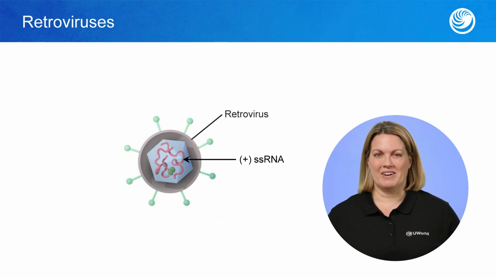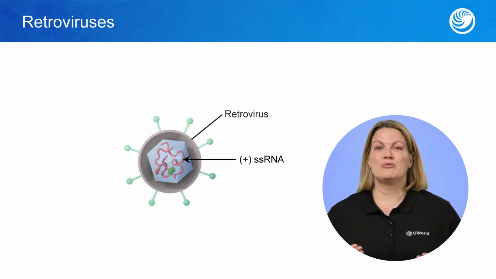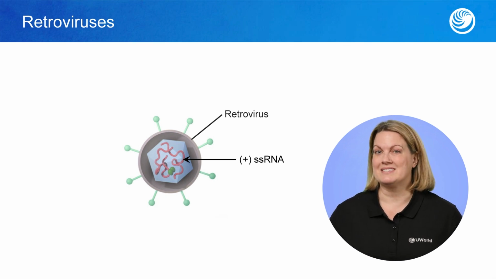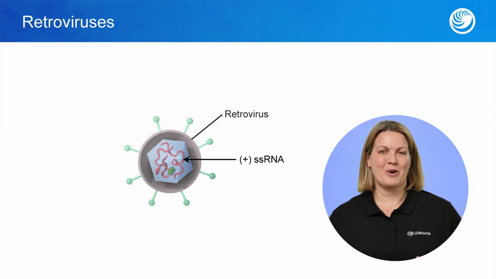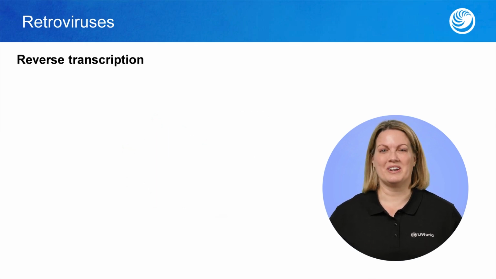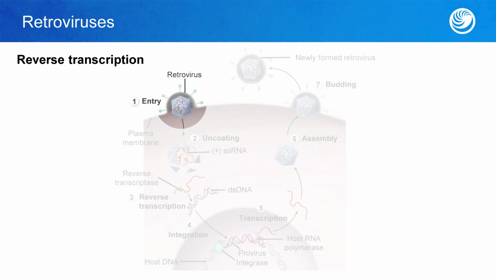Unlike other RNA viruses, the positive ssRNAs give retroviruses the ability to convert their RNA genome into double-stranded DNA, or dsDNA. Let's look at how that works. The process of converting ssRNA to dsDNA is called reverse transcription. Reverse transcription begins with the retrovirus entering the host cell like any other animal virus.